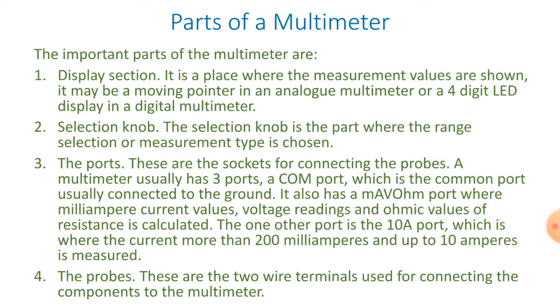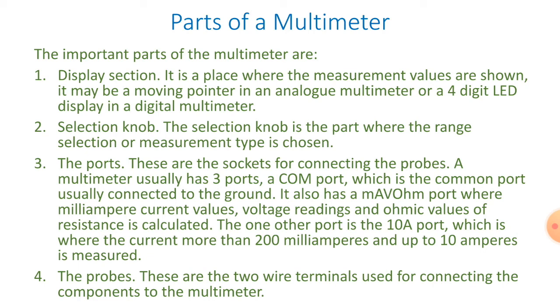Parts of a multimeter. The important parts of the multimeter are: 1. Display section. It is a place where the measurement values are shown. It may be a moving pointer in an analog multimeter or a 4-digit LED display in a digital multimeter. 2. Selection knob. The selection knob is the part where the range selection or measurement type is chosen.